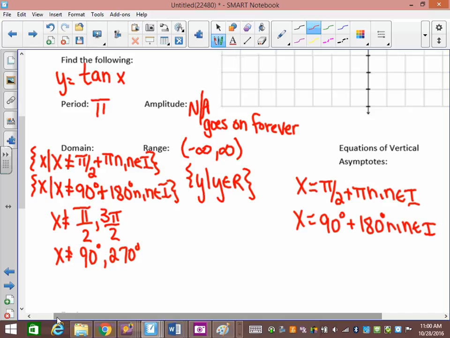We have to answer all the stuff about tan graphs, but we don't actually have to transform. You don't have to state any horizontal stretch, vertical stretch, anything like that about tan graphs. Which is nice.